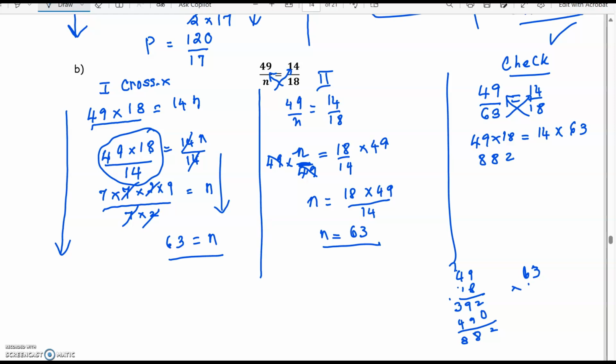63 times 14. So 4 times 3 is 12. 6 4s are 24, plus 1, 25. 3 1s are 3. 6 1s are 6. 5 plus 3 is 8. 6 plus 2 is 8. 882 equals 882. So if you have time, always check if the answer to your equation is correct by plugging it back into the equation.